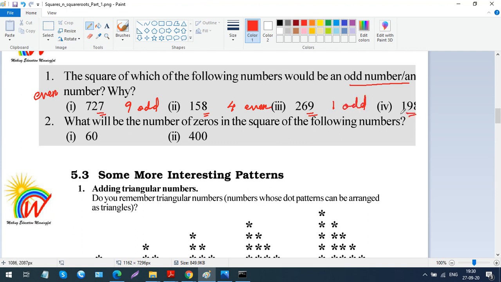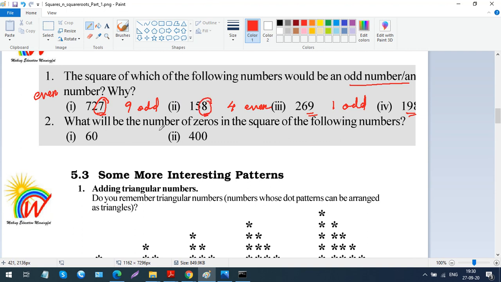So you understood, right? How to find the ones place, and to check if it is odd or even. Whenever you have an odd number, its square will also be an odd number. An even number will always give an even number as a square.